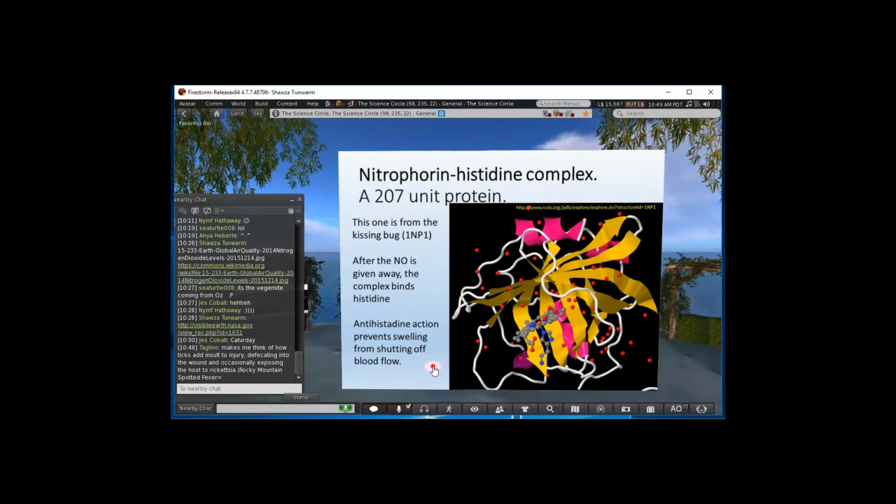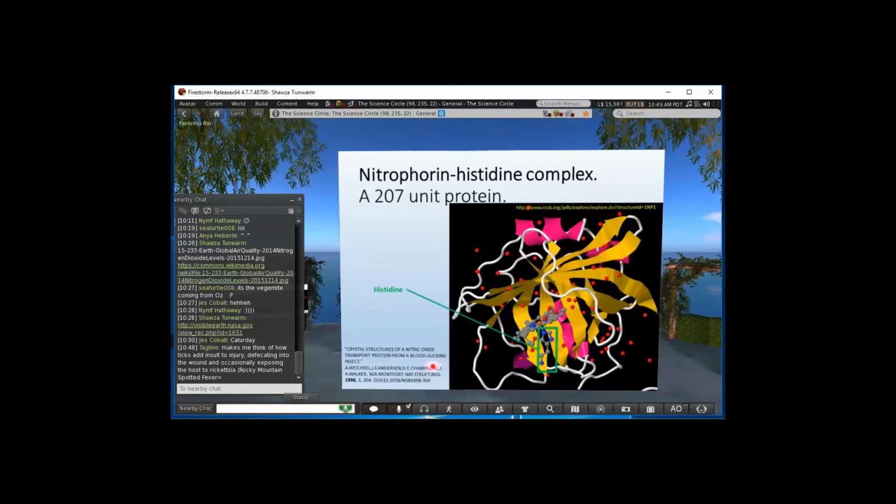So this little molecule is quite clever in that it not only increases the blood flow by making the blood vessels expand a little bit, it also makes sure that swelling doesn't cut off its blood flow. Nasty. Okay, so basically there's the histidine attached to the heme unit.